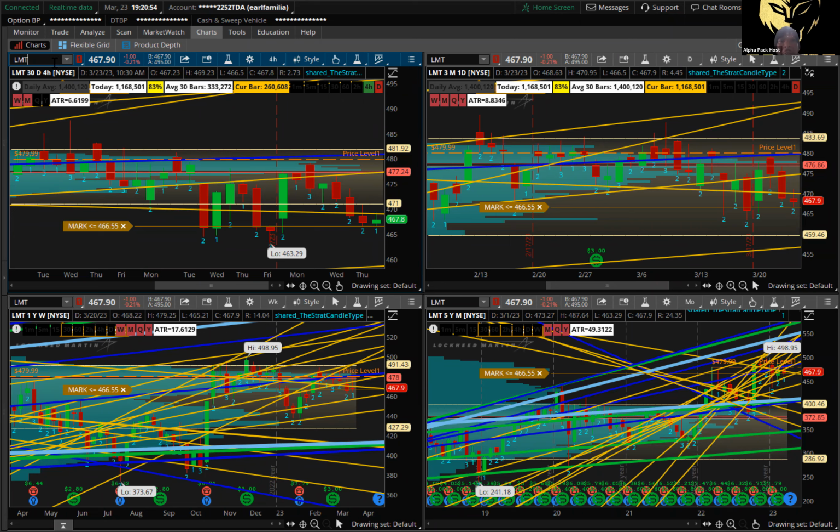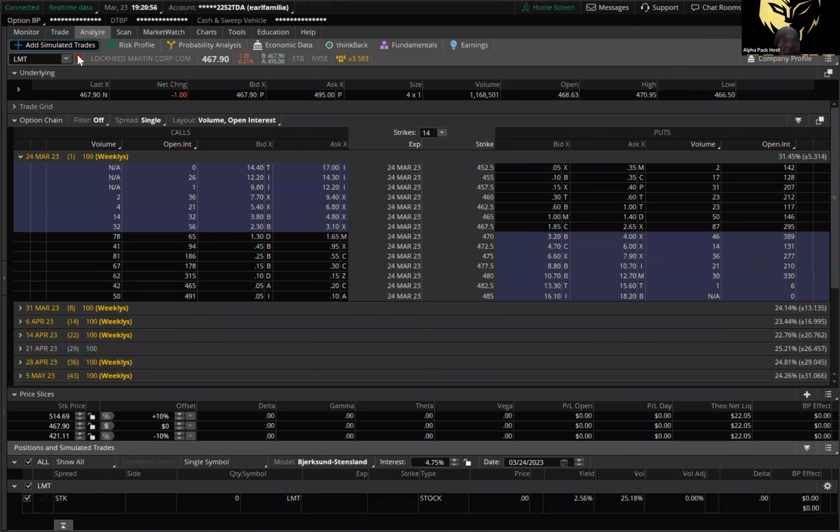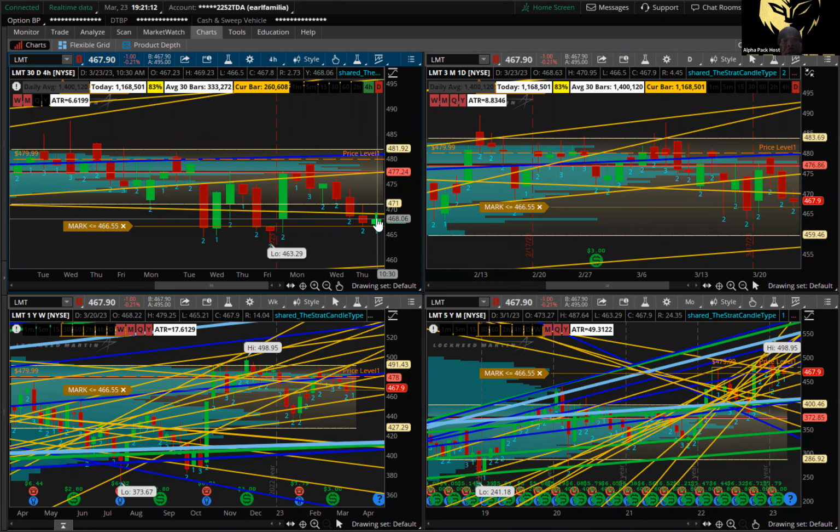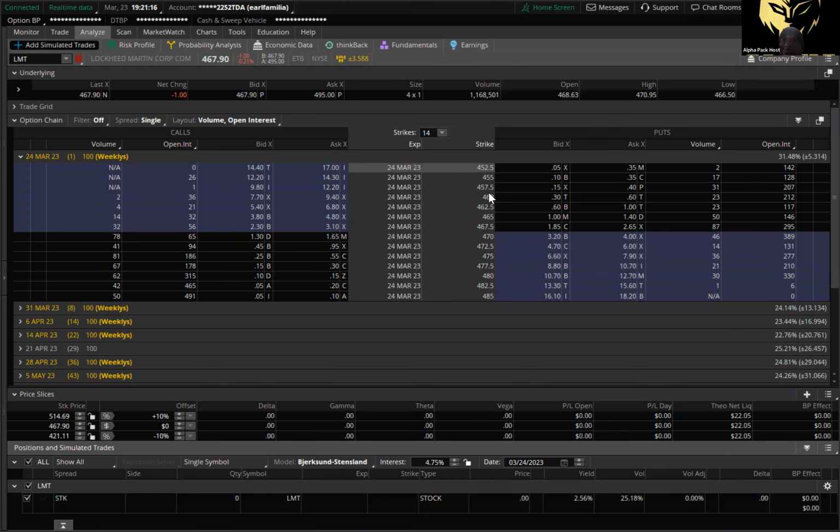Yeah, so we got LMT. Let's go take a look at a couple of these contracts on LMT. See what we got. See, what's our entry point again? 466.50 is our entry point to the downside. So we're gonna look for some contracts that correlate with that. 466.50. These are cheaper than the other ones that we were looking at earlier.